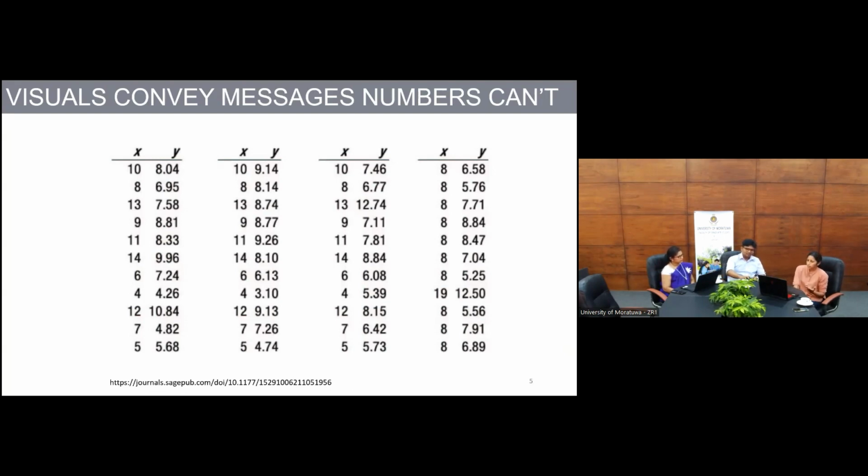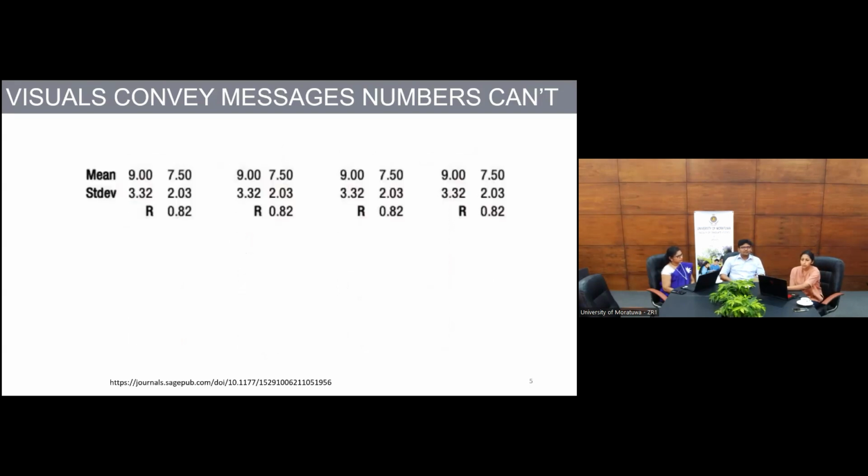So maybe one thing we could try is to apply some of the statistics that we know, use summary statistics to try and say something about the data that we have. Here we can see the mean and standard deviation for X and Y for each of the four data sets that I showed you earlier. R refers to the correlation coefficient between, again, X and Y in each data set. And what you can see in these four sets of summary statistics is that all four of these data sets provide exactly the same summary statistics.